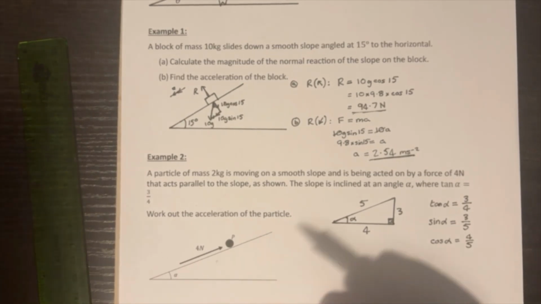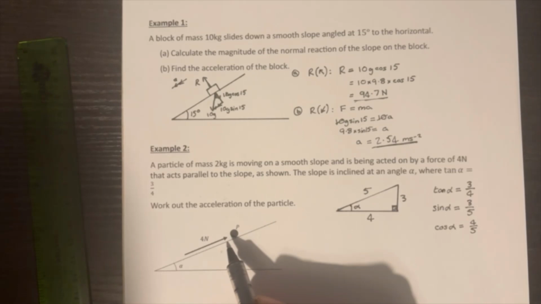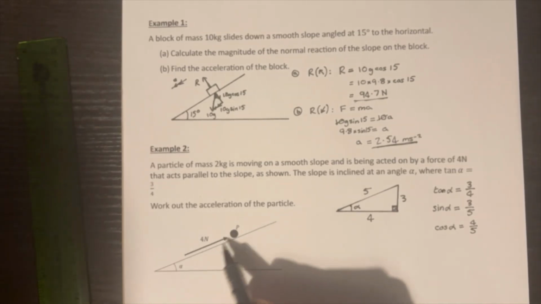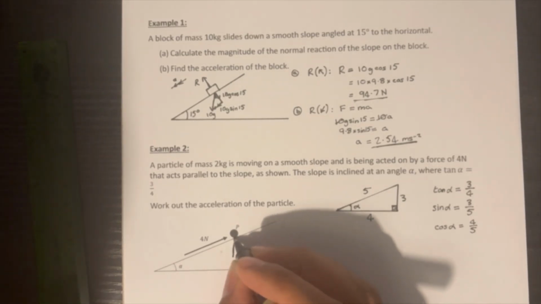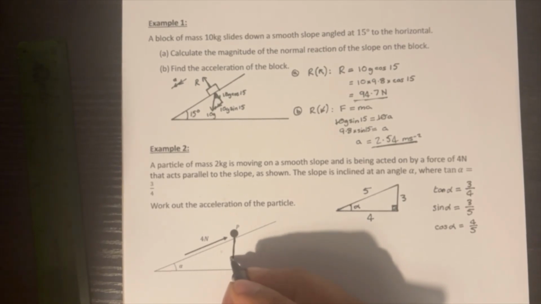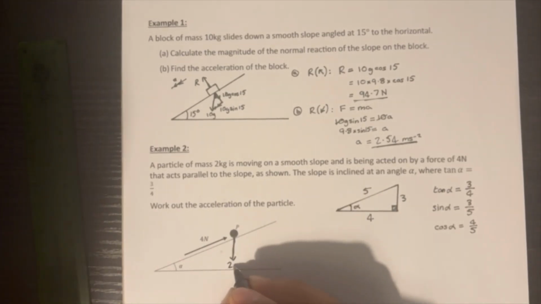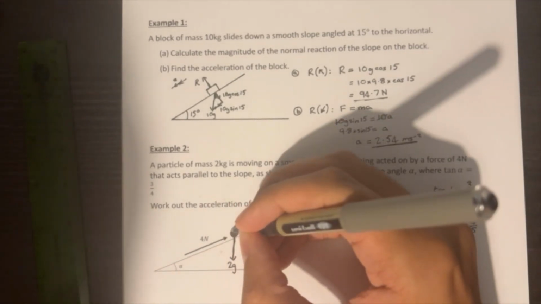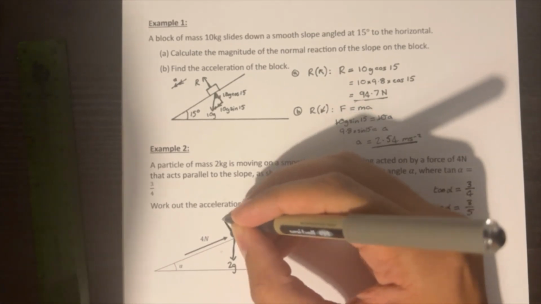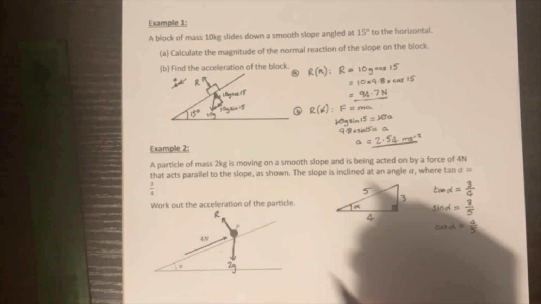So if I look at my diagram, again we're going to look at the forces acting on our object P. So we've already got this force pushing our particle up the slope. I've got the weight of that particle acting down the slope. We were told its mass is 2 kilograms, so its weight is going to be 2g. And we've got the reaction force, which I'm going to call R.